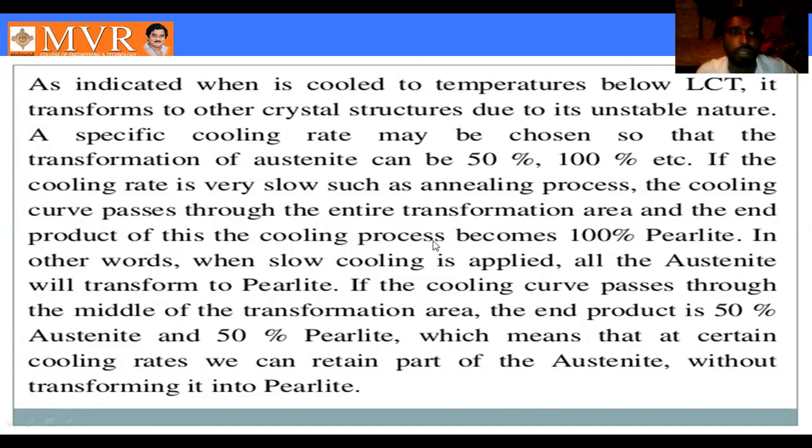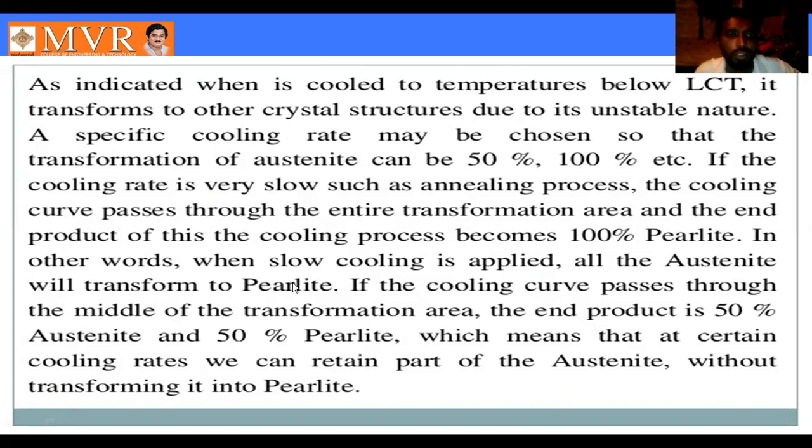So the cooling curve passes through the entire transformation area and the end product of the cooling process becomes 100% pearlite. When the transformation ends, from 100% onwards, we can observe clearly the structure is nothing but pearlite. Before that, we can observe that it is austenite. So 100% transformation is completed. So we can see here pearlite.